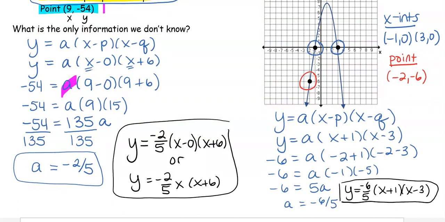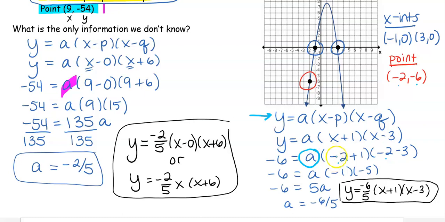Okay, let's see how it went. So again, we start off with the general form. The x-intercept of -1, when I put that into my equation, it becomes a +1. The x-intercept of +3 shows as a -3, opposite on the inside. And then I took that point, I plugged the -6 in for the y, and I plugged the -2 in for each of the x's. So the only thing that I have left to solve for is my a value.